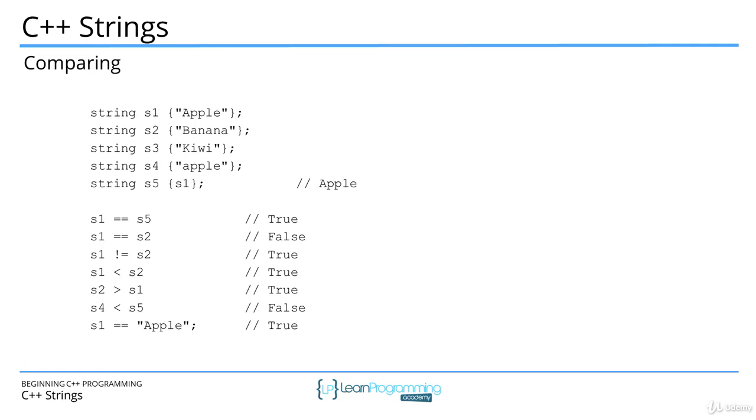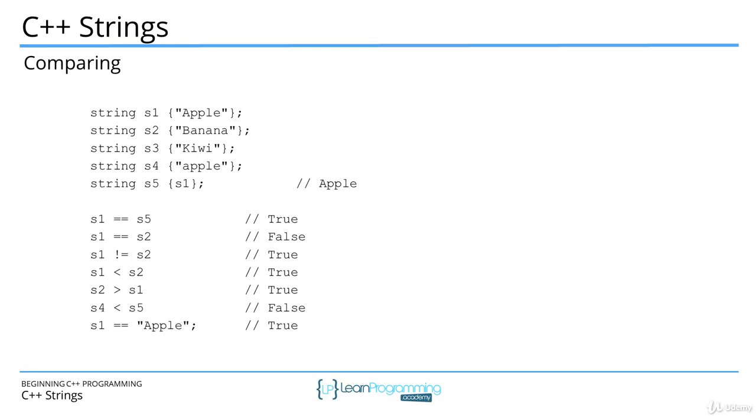In the first example, we check to see if S1 is equal to S5. This is true since they both contain the string apple. S1 equals S2 is false since S1 is apple and S2 is banana. How about S1 not equal to S2? This is true since apple is not equal to banana. In the case of S1 less than S2, this is also true since apple comes before banana lexically in the ASCII table. S2 greater than S1 is also true since banana comes after apple lexically.